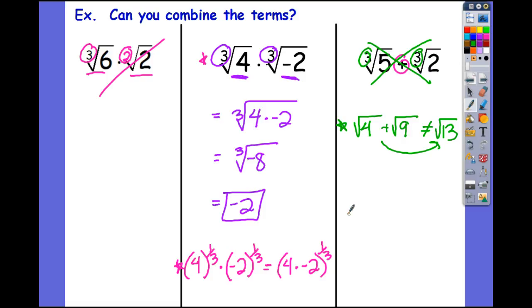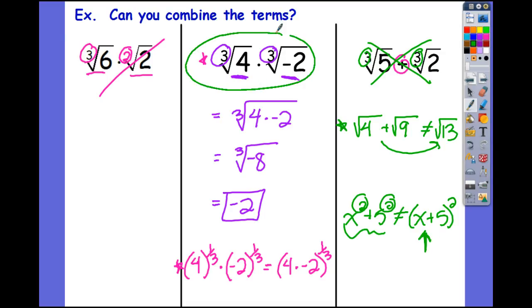This would also be similar to why you can't say this. So I cannot say this is x plus 5 squared. So sure, my exponents are the same, but I'm adding these terms. I can't combine those. You'd actually have to FOIL this. This should be what, x squared plus 10x plus 25, not x squared plus 25. So if I have the same indices and I'm multiplying, I can certainly combine those radicals.